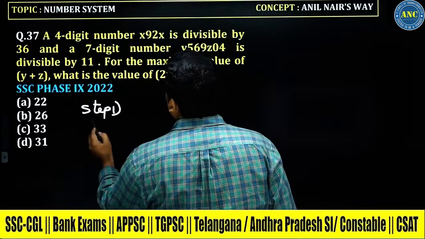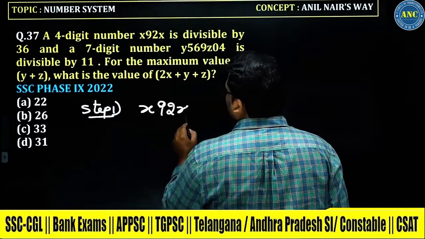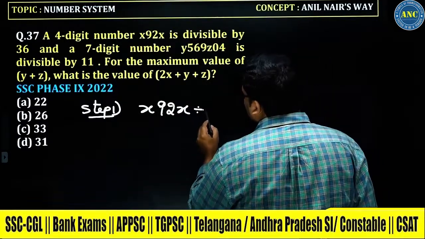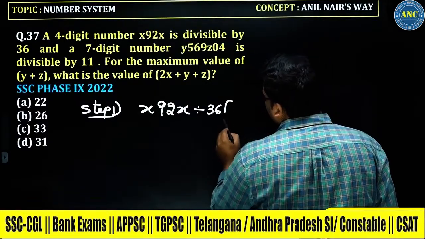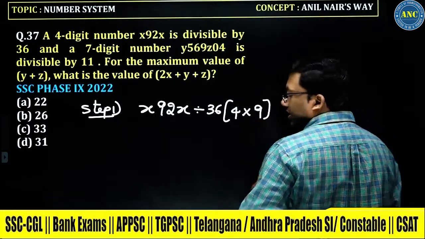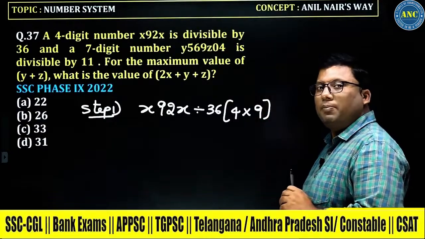There is a 4-digit number, x9 2 x. It is divisible by 36. The divisibility rule of 36 is 4 into 9. 36 is a composite number.